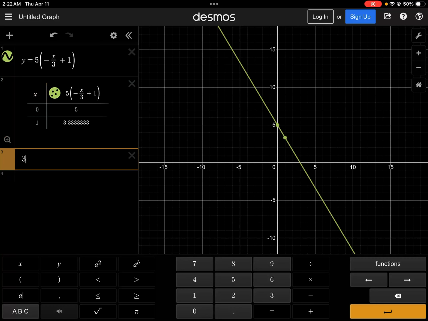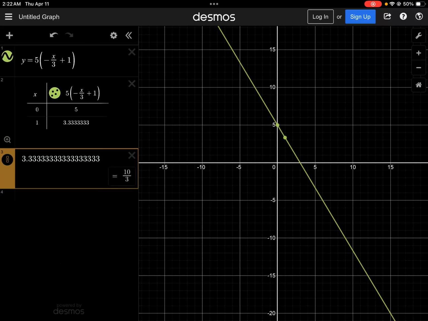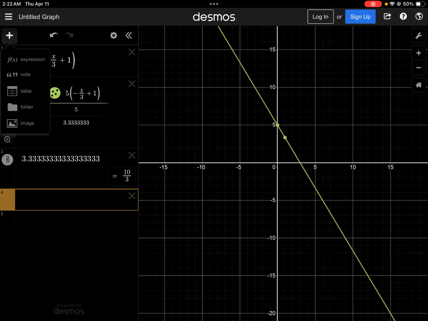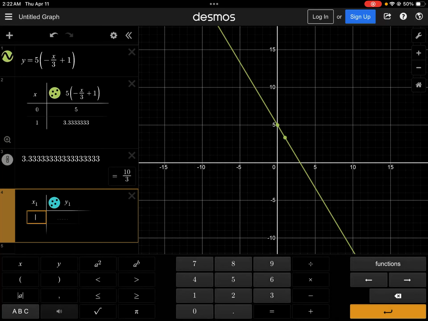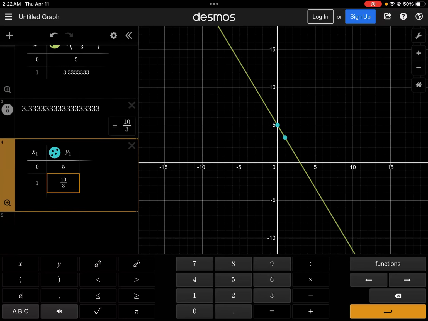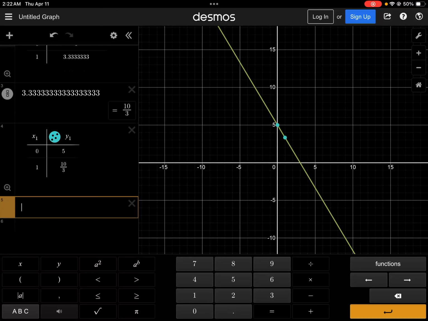But what is that 3, 3, 3, 3, 3? Let's see. Give it enough 3's. It's the 10 over 3. And now I'm ready to do my chart, which is going to have 0, 5, and then it's going to have 1, and not 3.333, but 10 over 3. It's important to give an accurate value, not something that leaves decimals out, because you can't fit the infinite number of decimals in your table, and not something that you estimate.